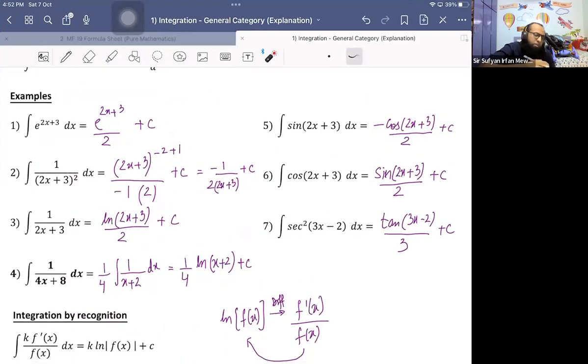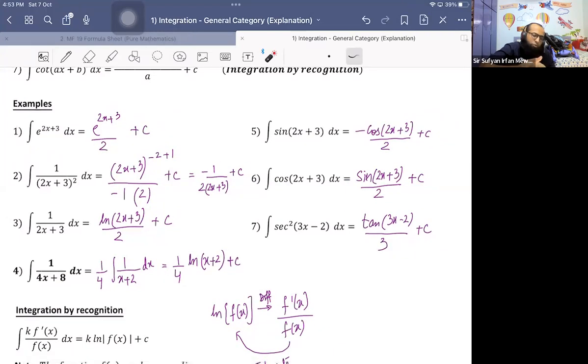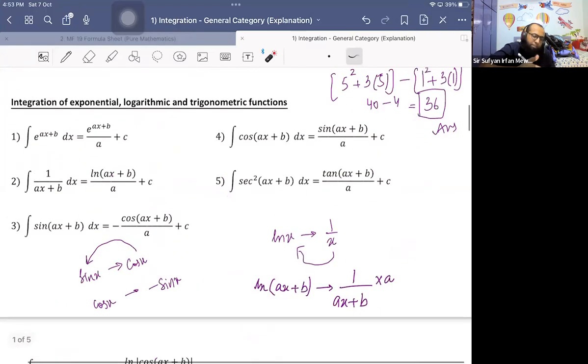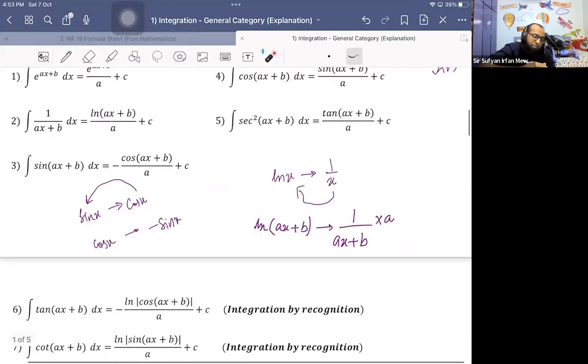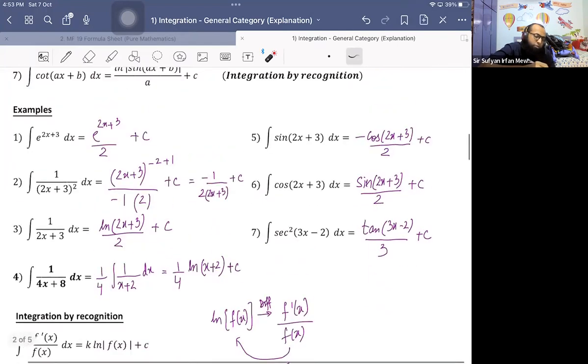So these are the examples that will serve as an application of those five types of integration that I've covered. The examples are as follows: exponential, e power 2x plus 3, integrated, is e power 2x plus 3 divided by 2, plus c.